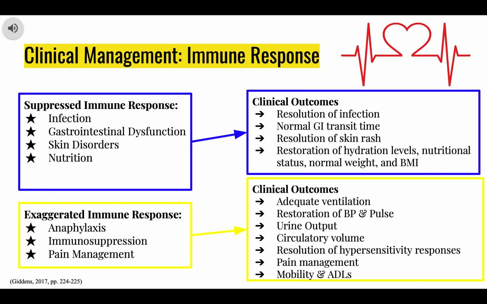The clinical outcomes for a suppressed immune response are the resolution of infection, making sure that the GI tract has a normal transit time. Any skin rashes that have been found are resolved, and restoring hydration levels, nutritional status, and normal weight and BMI levels. For the exaggerated immune response, we are going to be looking at anaphylaxis, immunosuppression, pain management, stuff like that.